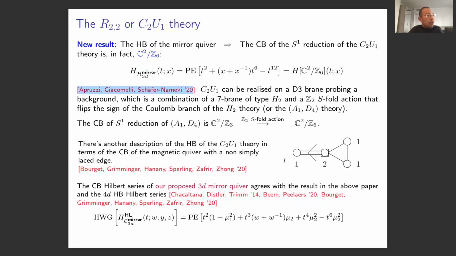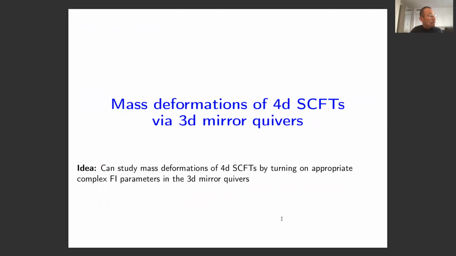Now you can even compute the Coulomb branch of the mirror. It turns out to have a nice closed form, which matches another description that people came up with, known as a magnetic quiver. I'm not going into detail, but just to confirm to you that this is the symmetry. You see the symmetry of C2U1 and it agrees with the other computation. Okay. So I wonder if you have any questions at this stage.